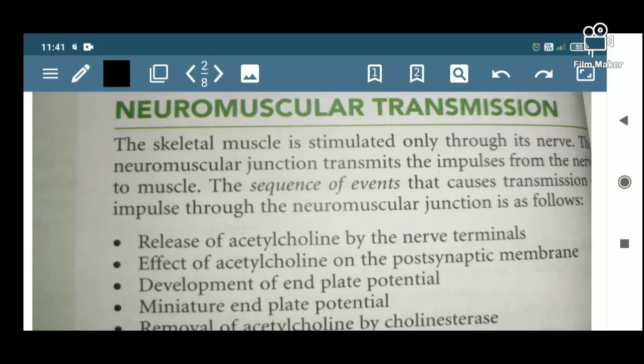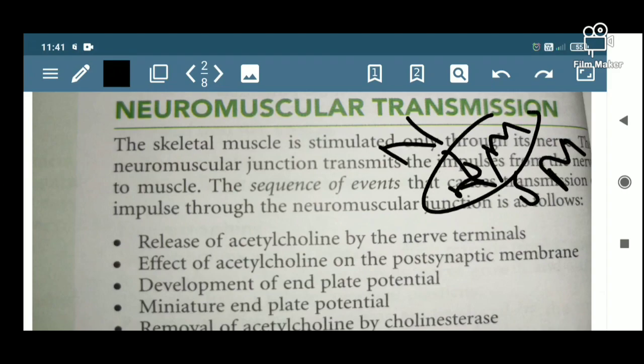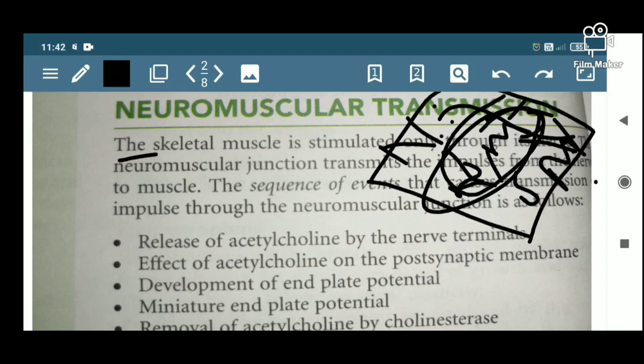So what is neuromuscular transmission? Any skeletal muscle gets stimulated by a nerve. So the neuromuscular junction acts as a transmitter between the nerve and the skeletal muscle. This transmission of impulse from nerve to skeletal muscle through the neuromuscular junction is called neuromuscular transmission. It undergoes a series of events like the release of acetylcholine by nerve terminals and so on. So I will explain each event in a step-by-step process.